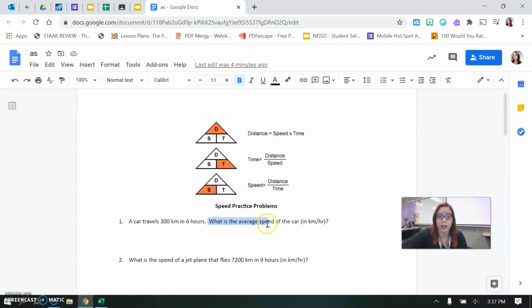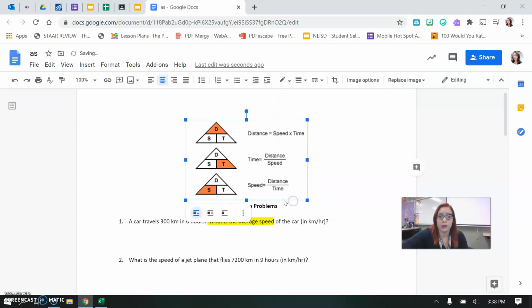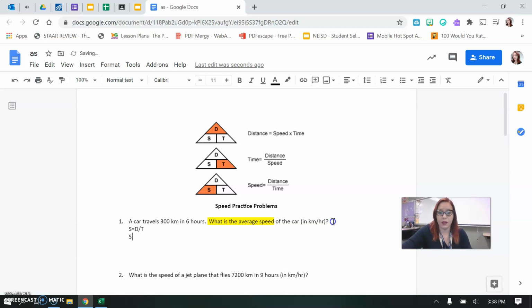So it tells us we're trying to calculate the average speed. We're trying to calculate speed here. And so our speed is D over T, distance divided by time. The first thing you need to do is write down your formula. S equals D divided by T, distance divided by time. Then you insert your numbers into the formula.